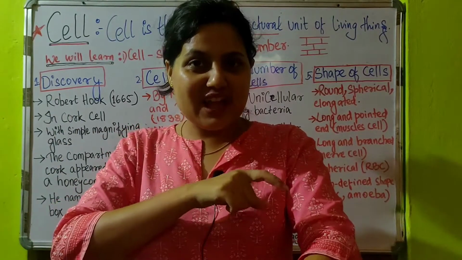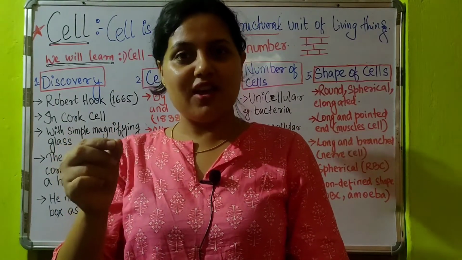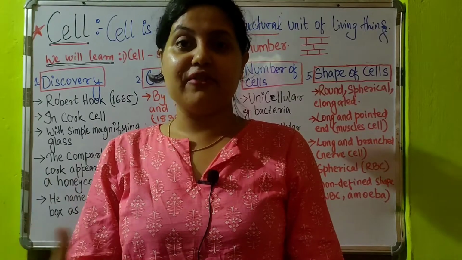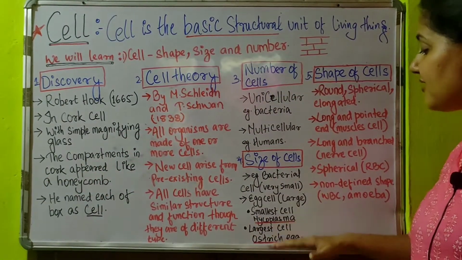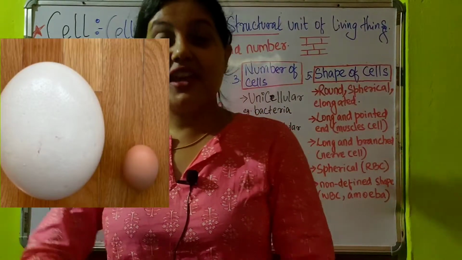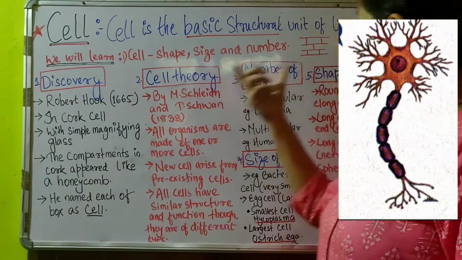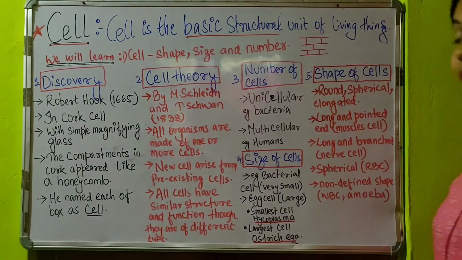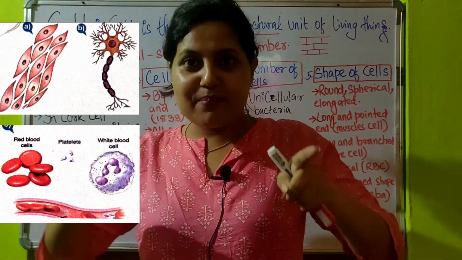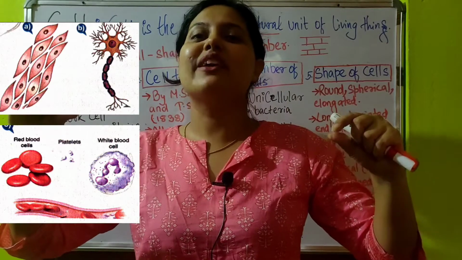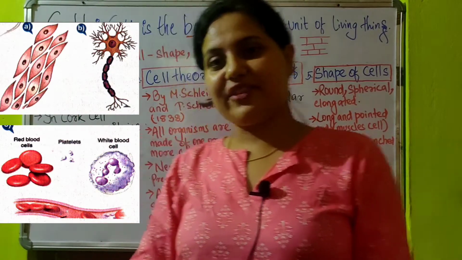Can you see our cell? No, we can't see our body cell because our cells are very small. But we can see an egg. Now you see, the smallest cell is mycoplasma and the largest cell is the ostrich egg. And the longest cell is the human nerve cell. Now coming to the next part, that is the shape of the cell. You see, cells can be round, spherical, or elongated. So let's see what all shapes the body cells have.